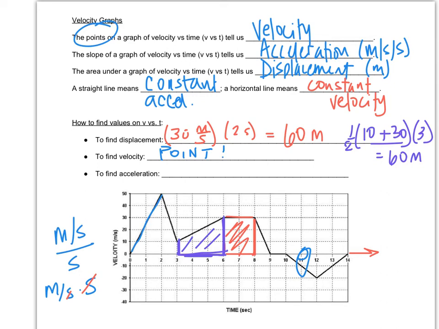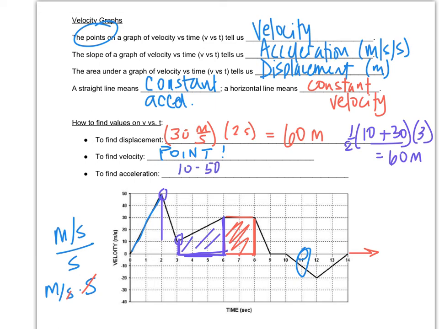To find the acceleration, I would look at the slope. So let's go ahead and find the acceleration from t equals 2 to t equals 3 seconds. So the rise over run, my rise is actually a drop. So it's going from 50 to 10. So that's a change of 10 minus 50.